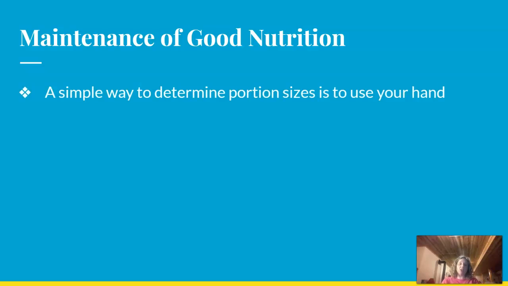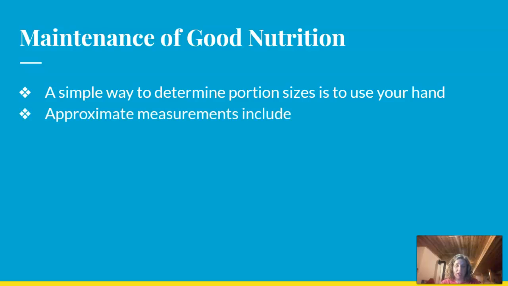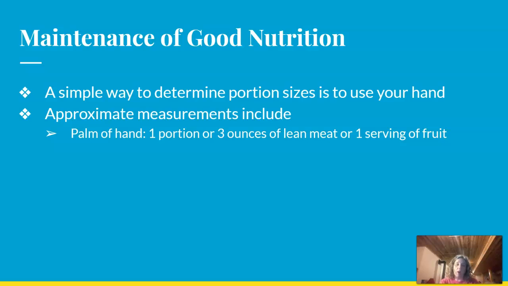A simple way to determine portion sizes is to use your hand. Of course, you don't always have a kitchen scale with you, or a cup or half a cup in your back pocket, so you're able to measure the food. So using your hand is a good way to determine how much is a serving. The palm of your hand is 1 portion or 3 ounces of lean meat, or 1 serving of fruit.